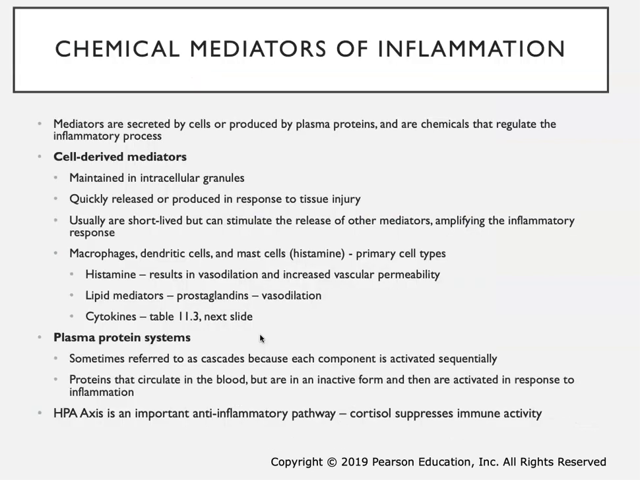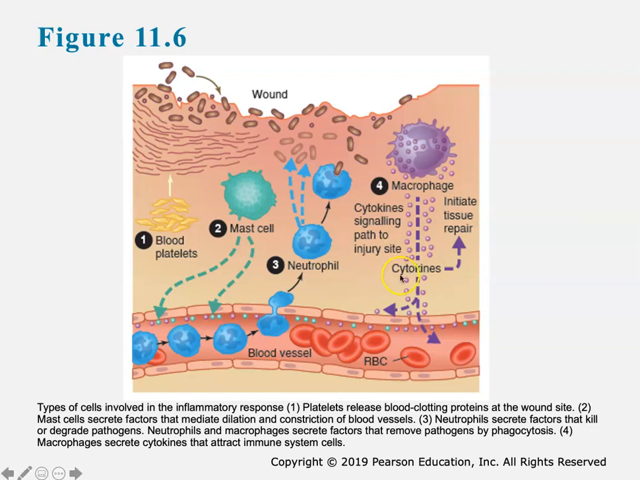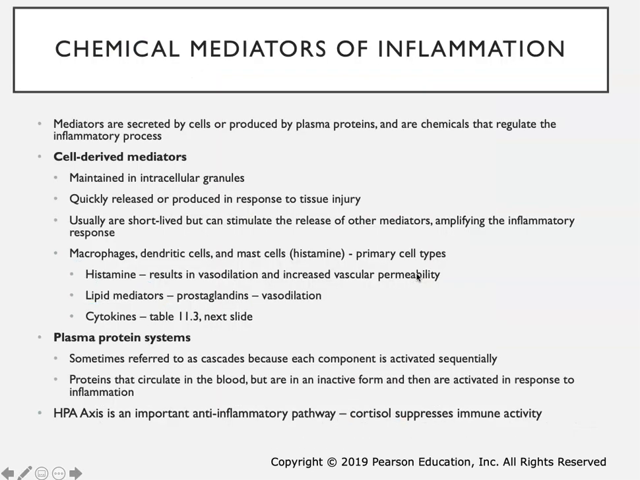So what are some of these chemical mediators? Some are actually shown here, like cytokines, but let's talk a little bit more about them. What do we mean by mediators? Chemical mediators are actually secreted by cells. They can also be produced by plasma proteins. So think about them as circulating through the blood in an inactive form. And then once they encounter some other molecule, they're induced to become one of these chemical mediators, okay?